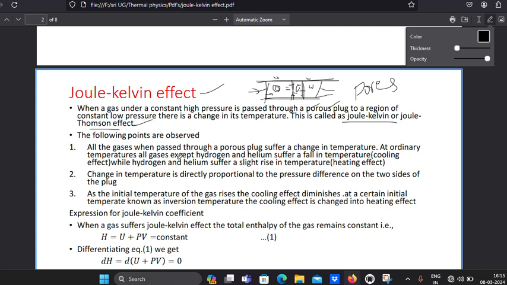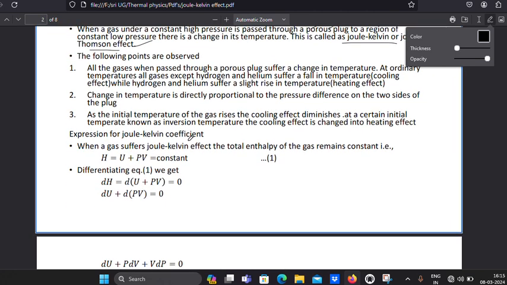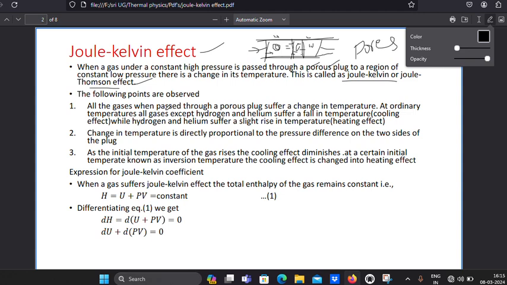Okay, now through this experiment the following points are observed. All the gases when passed through the porous plug suffer a change in temperature. At ordinary temperatures, all gases except hydrogen and helium suffer a fall in temperature. Ordinary temperature means room temperature; all the gases suffer a fall in temperature, but not hydrogen and helium.